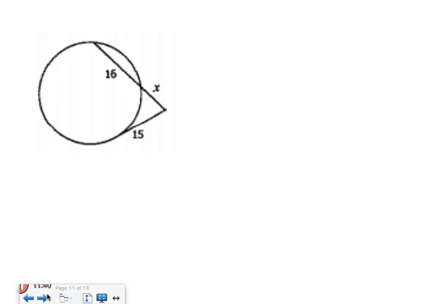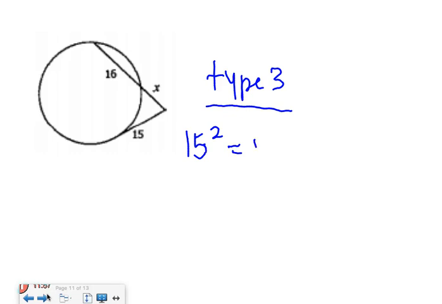Okay, what type do we have? Type 3. Okay, how do we set it up for type 3? The same way we always have. 15 squared equals x times x plus 16. Alright, so far this is really easy. So we're going to get 225.